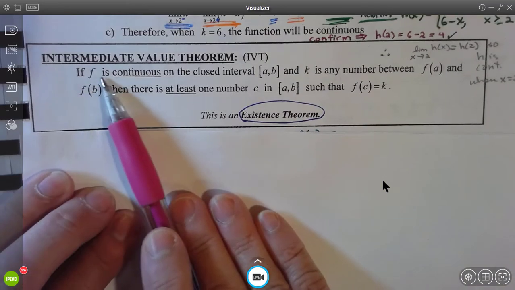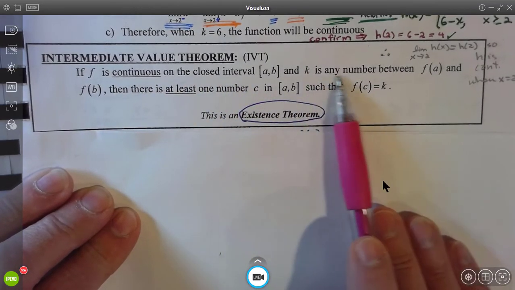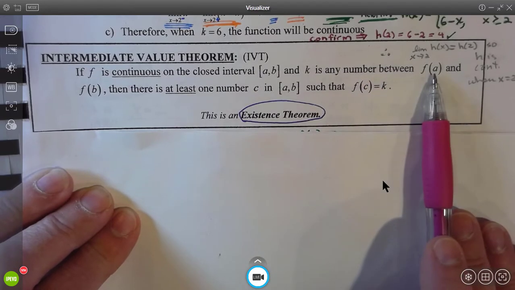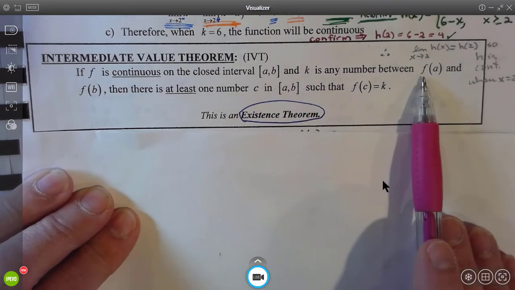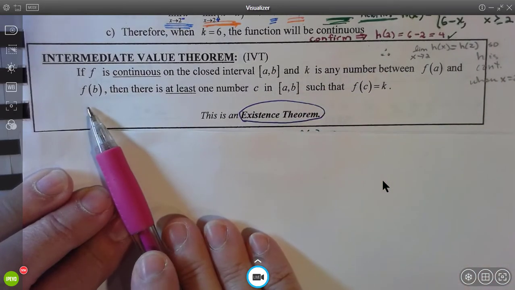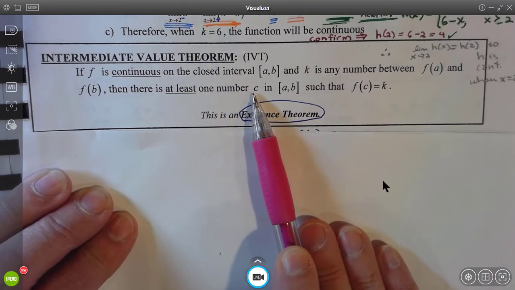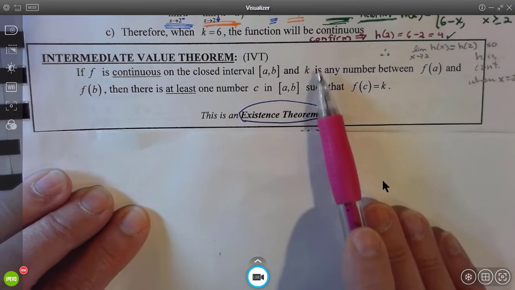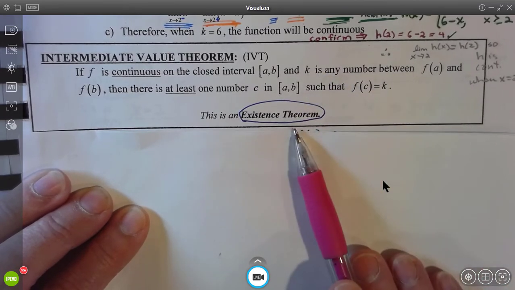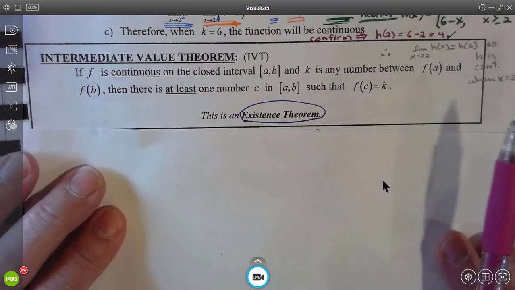So if f is continuous on the closed interval from a to b, and k is any number between f of a and f of b, in other words, k is a y value between the y value at a and the y value at b, then there is at least one number c in my interval from a to b such that f of c is this y value k. It's an existence theorem. Why is it called existence? Because it shows you that it exists. It doesn't tell you how to get it.